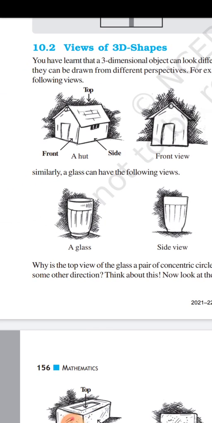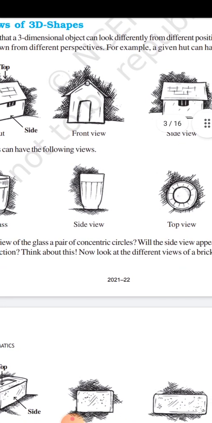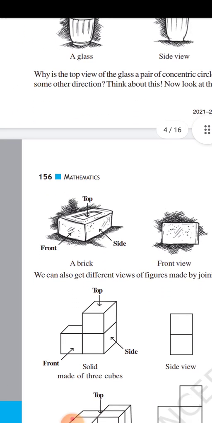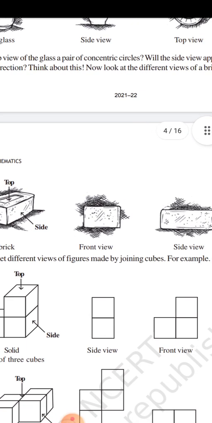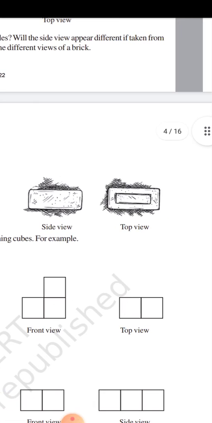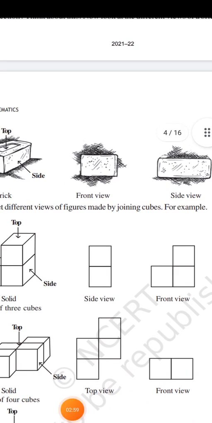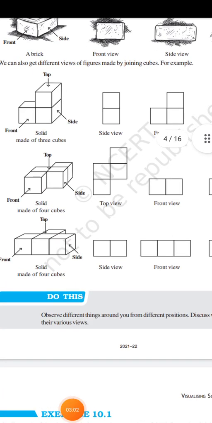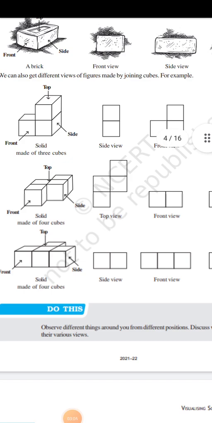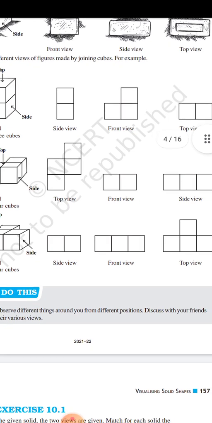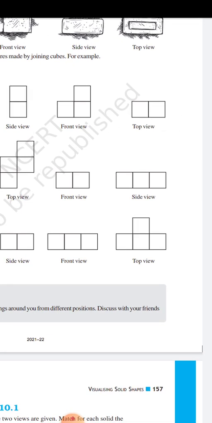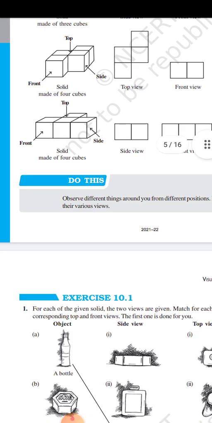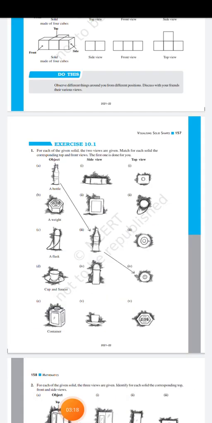One more example is given here, a glass. This is the front view of the glass, the side view of the glass and the top view of the glass. Next, a brick: the front view of the brick, the side view of the brick and the top view of the brick. This will be the side view of this solid made of three cubes. Then this would be the front view and this would be the top view of it. This exercise 10.1 is related to the topic views of 3D shapes.